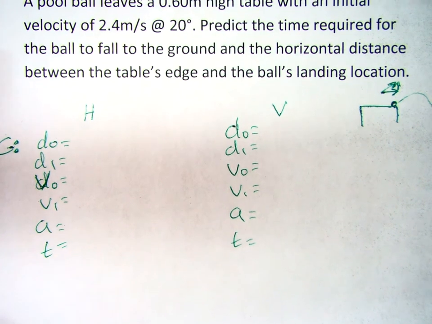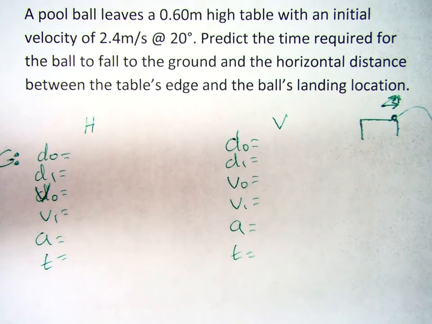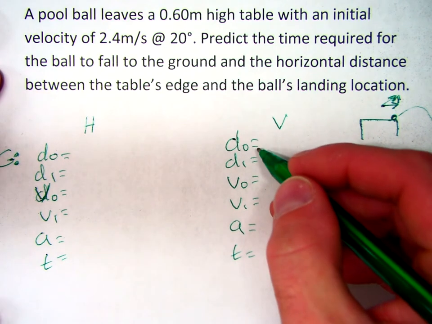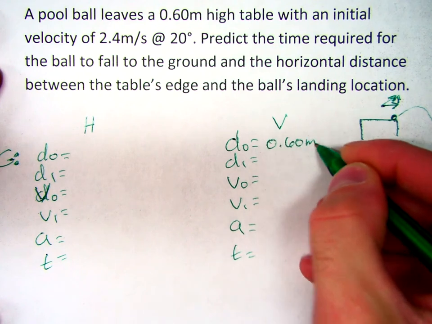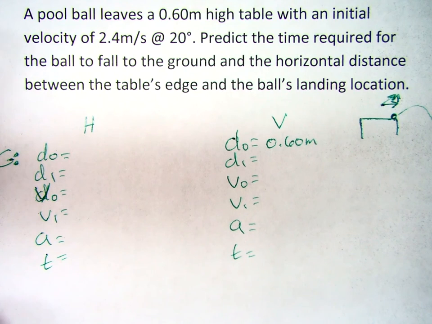Okay, so let's go through, and we've read the problem, and we'll reread it, and each time you come to a variable, you stop and you write it down. A pool ball leaves a 0.6 meter high table. That's vertical. Height is vertical, so I'm going to say that the initial position of the ball is 0.6 because it's on the table. And when it reaches the floor, it's at 0.